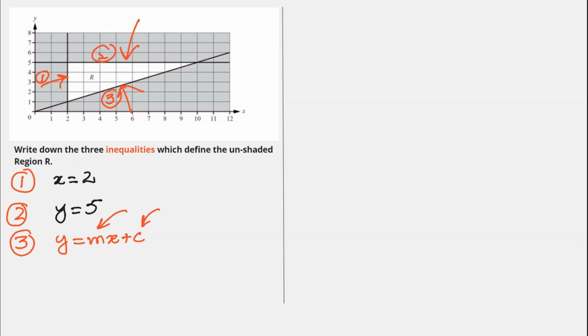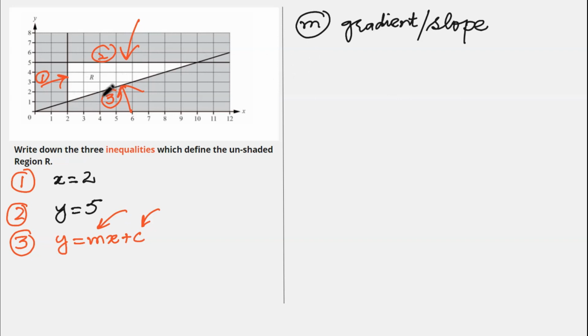So first, let's find the value of m. So m is basically what? It is the gradient or slope of your straight line. So to find the gradient, you need 2 points on this straight line.